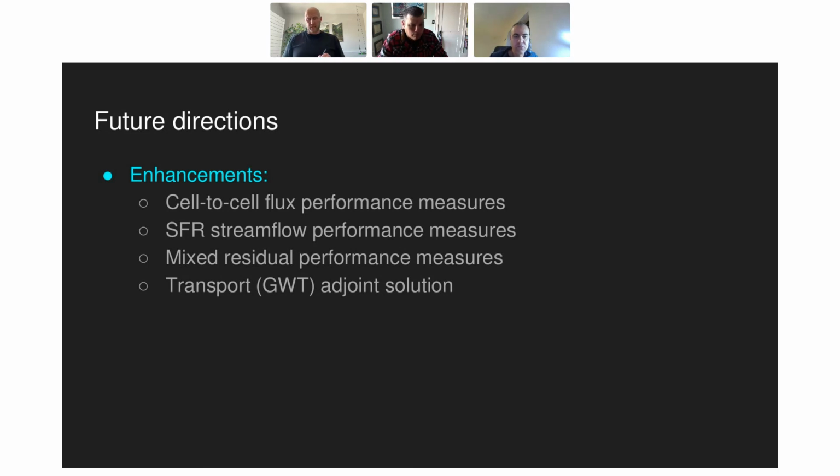To install MODFLOW 6 ADJ, there are instructions on the GitHub repo, and we're working to get it on PyPI pretty quickly so that you could do pip install mf6adj.